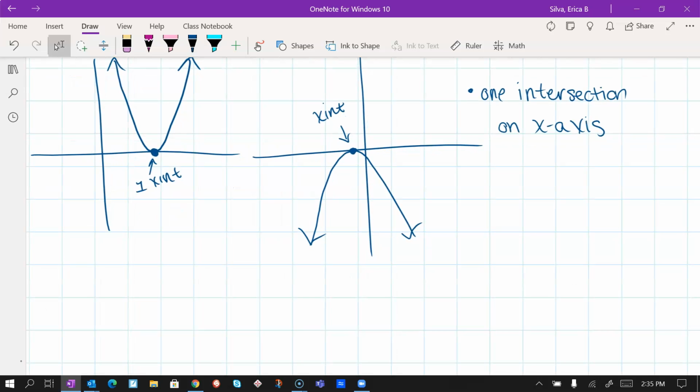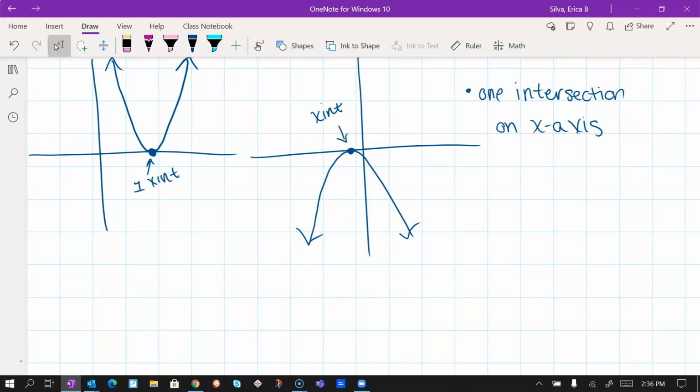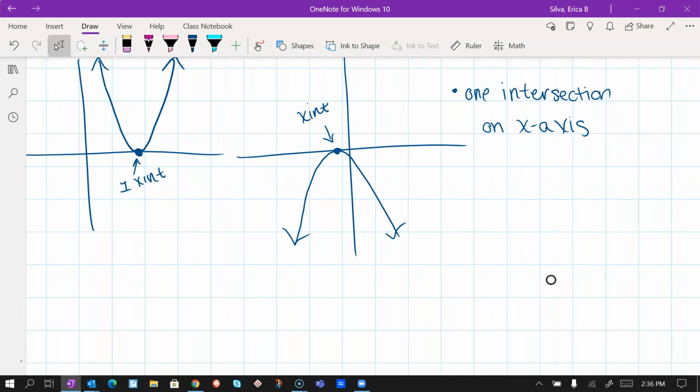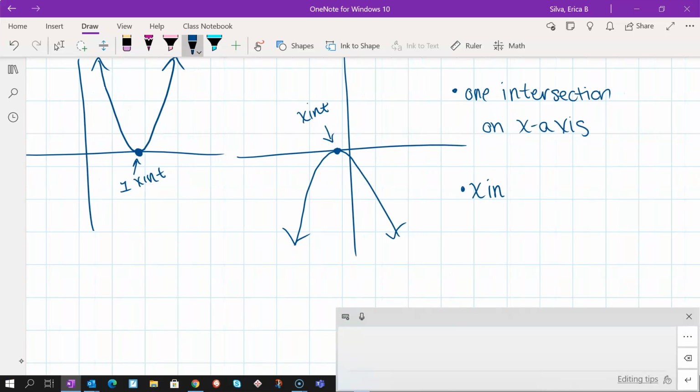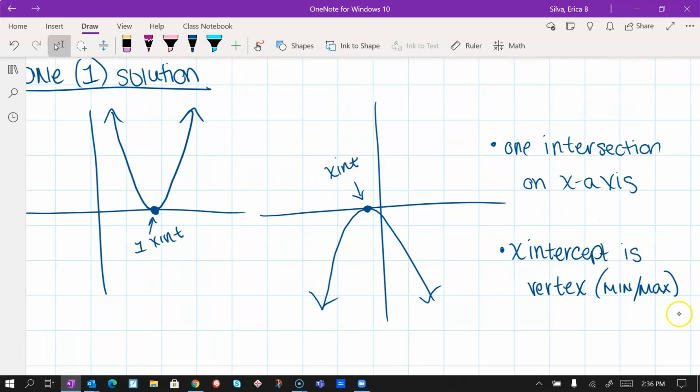What else is special about that point? What is that point called? The vertex, yes, or the minimum or maximum, right? So the intersection or the x-intercept is the vertex, also known as your minimum or maximum.